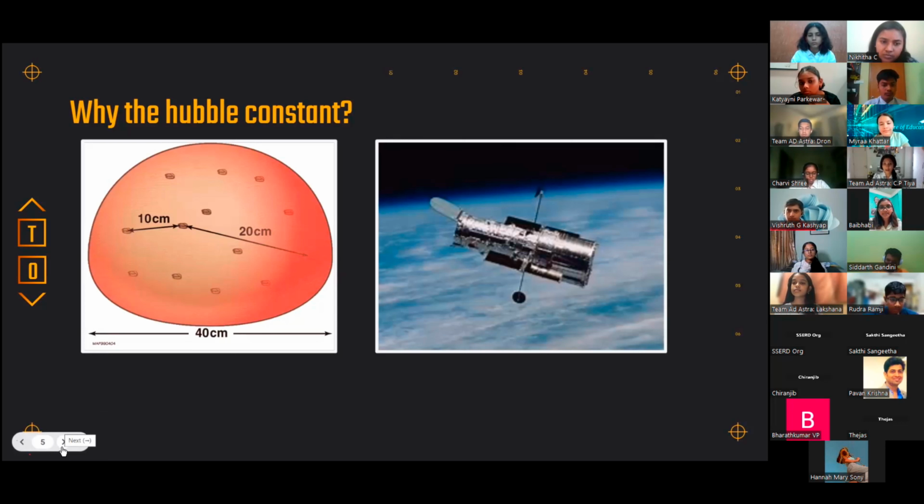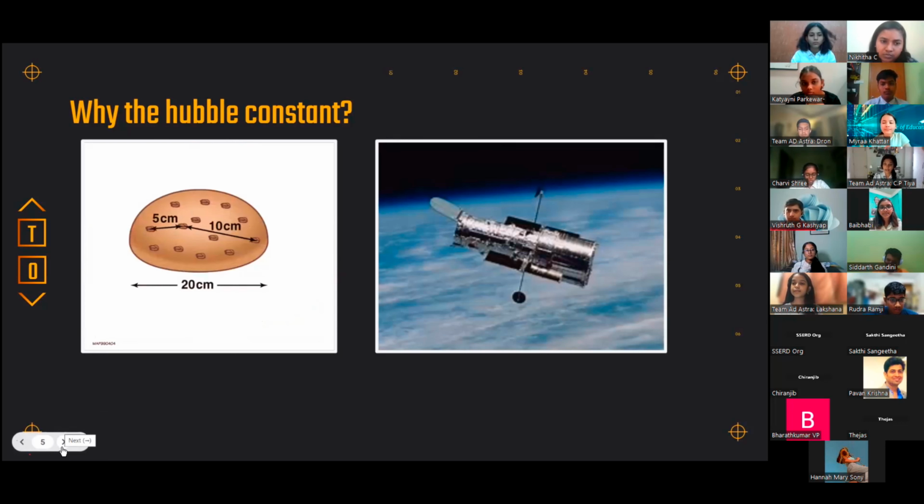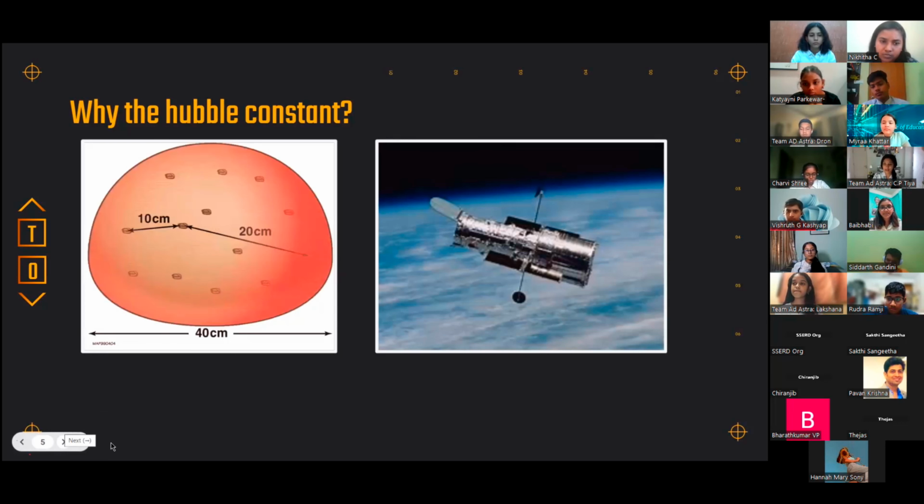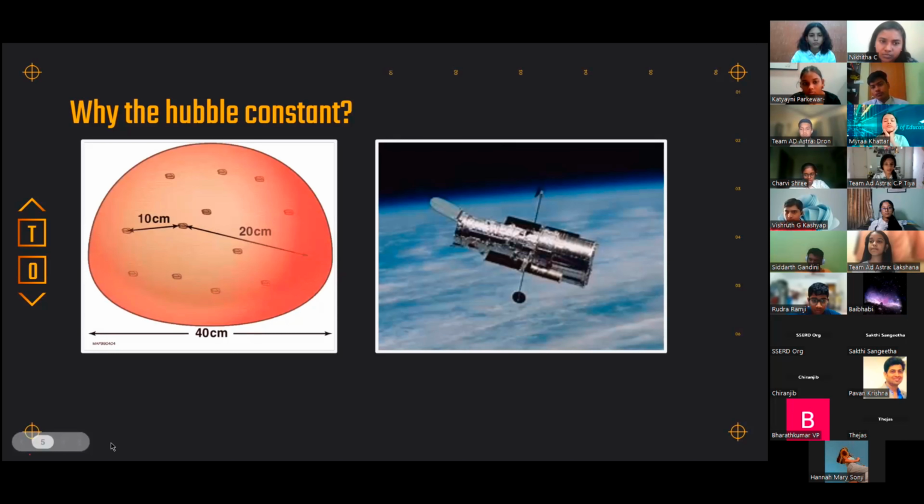With the launch of the Hubble telescope, scientists have calculated the approximate rate at which the universe expands, and this term is called the Hubble constant.